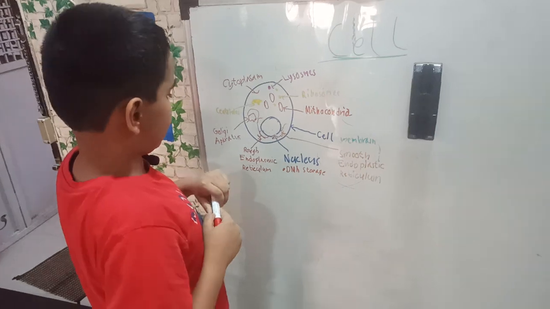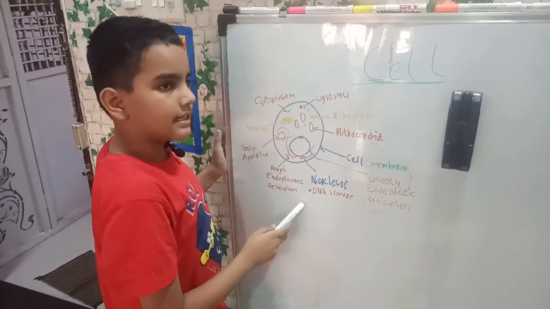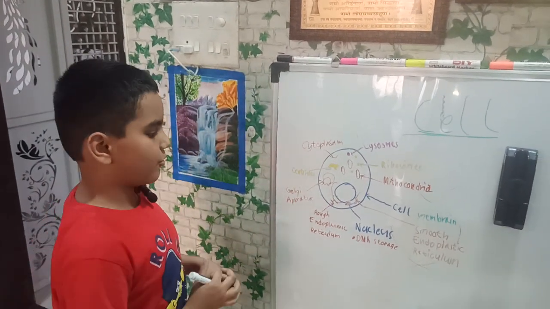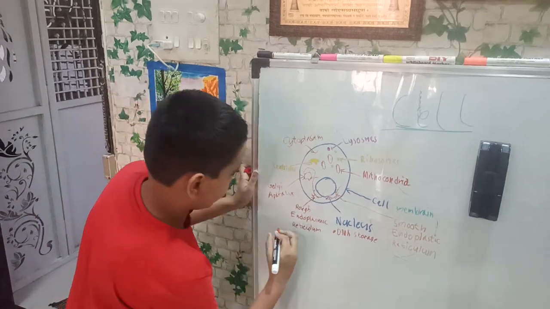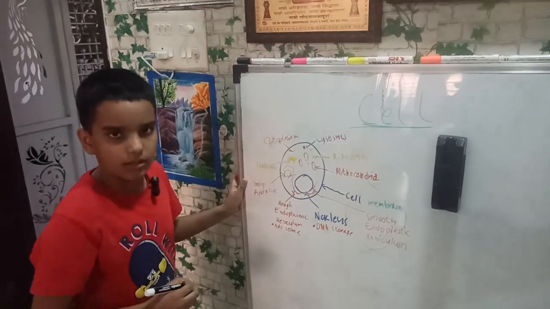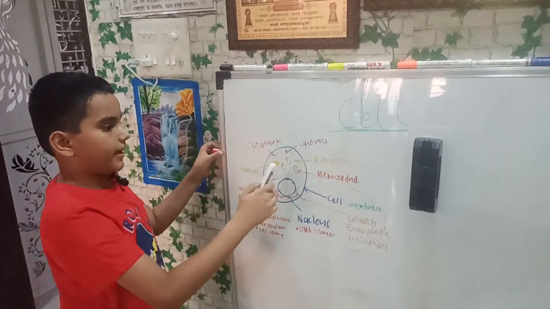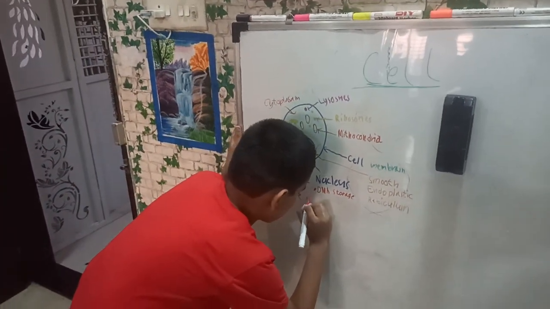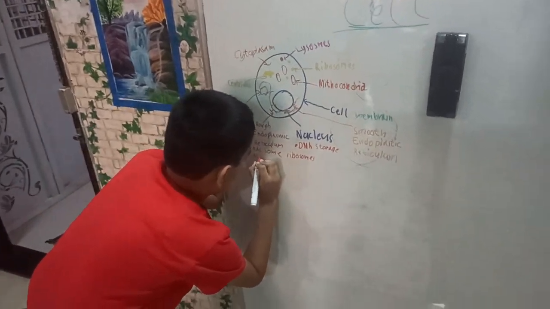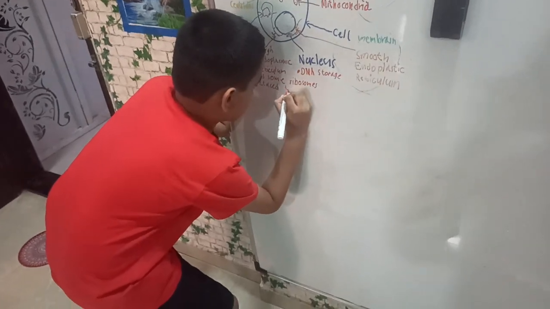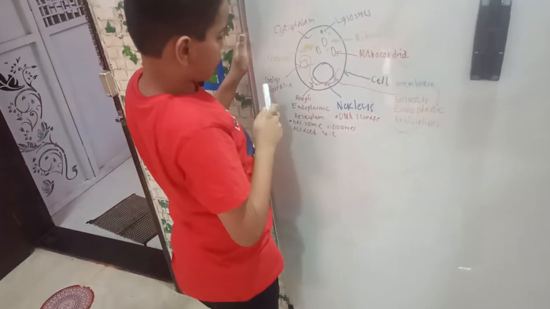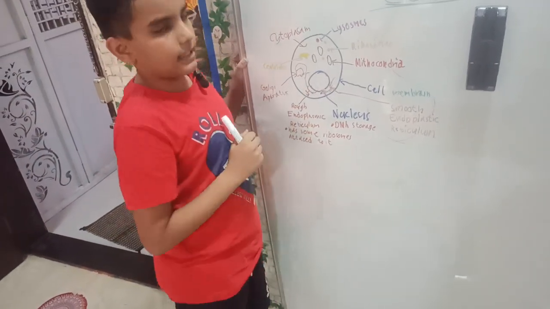And next is the rough endoplasmic reticulum. It has some packed ribosomes sticking to it. What? Ribosomes? I will explain you later. Okay. And next is Golgi apparatus.